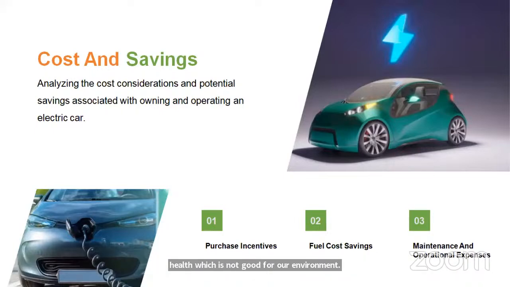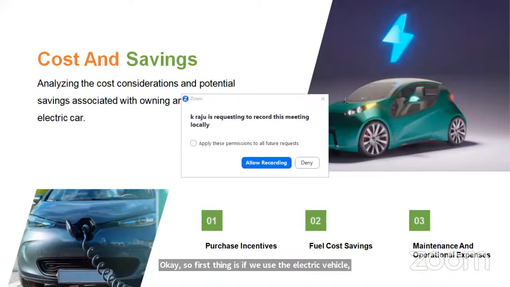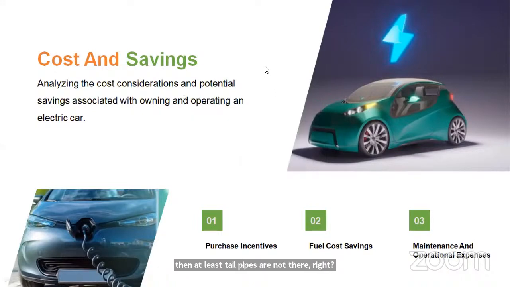If we use the electric vehicle, then at least tailpipes are not there, right? Since tailpipes are not there, they emit lesser pollution compared to conventional IC engine vehicles. Now some people will tell me that in an IC engine we have an emission tailpipe, but in an electric vehicle also we need electricity to charge it, right? Obviously we need electricity to charge your battery pack, and that electricity comes from the power grid, right?